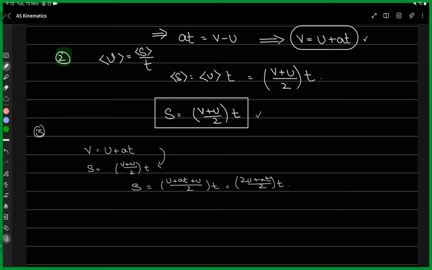Now, this equation is completely valid, but you can clean it up a bit. Multiplying the t through, s is equal to 2ut divided by 2 for the first term, plus at times t, so t squared, divided by 2 for the second term. You see that the 2s cancel and you're left with s is equal to ut plus half at squared. And this is the third equation of motion.